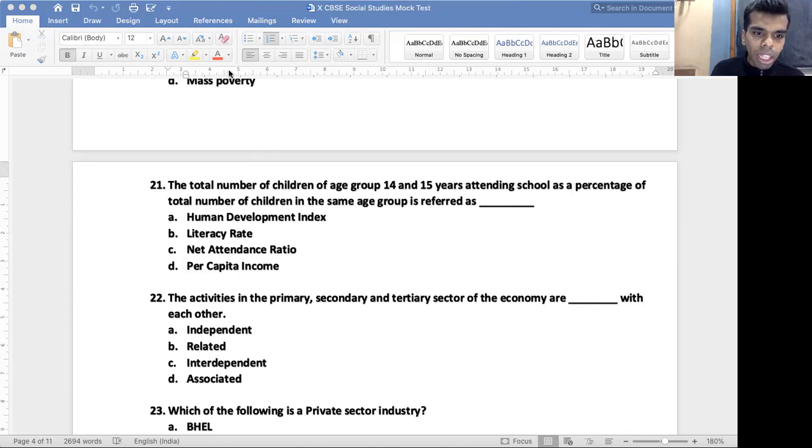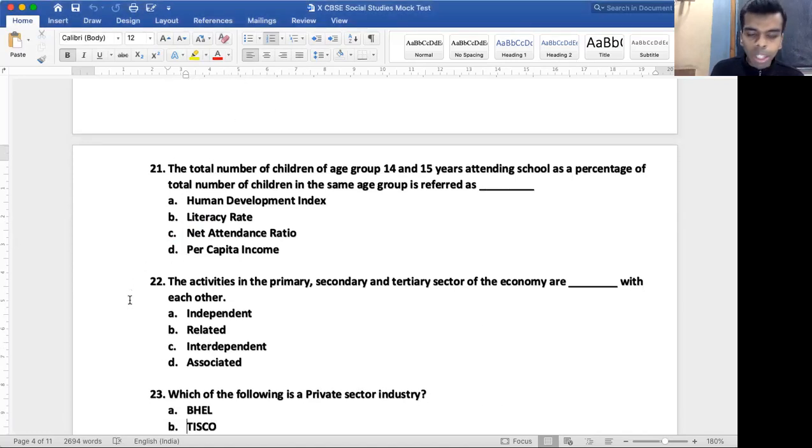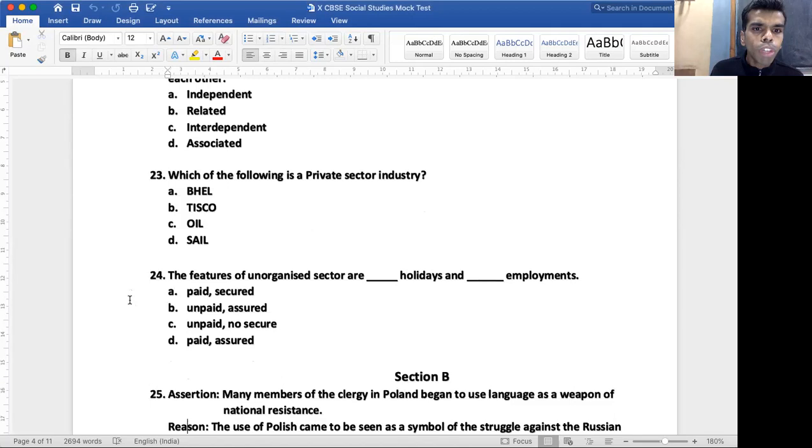Going further, 23rd question. The 23rd question over here is which of the following is a private sector industry? BHEL, that is Bharat Heavy Electricals Limited. TISCO, Tata Iron and Steel Company. Tata's name has come, and we all know Tata is a private sector industry. So the answer is option B, TISCO. We need not go further, we know it. It is TISCO.